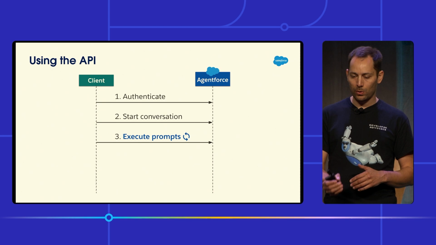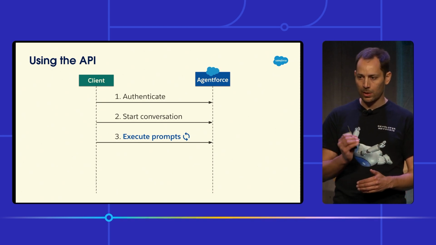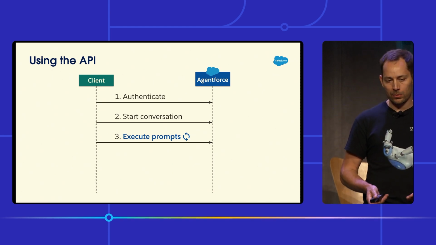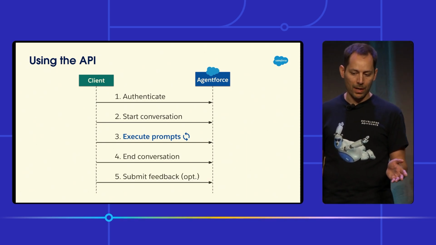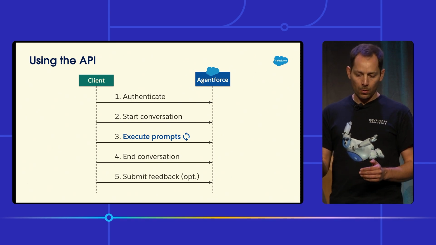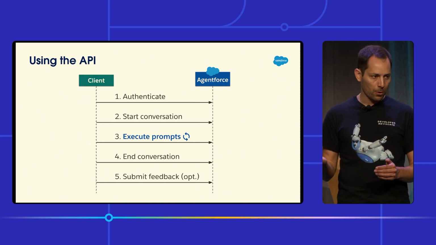So you can ask to refine previous results. It knows about the history of the conversation. And once you're done, you can close the conversation, and optionally, you can also provide feedback whenever you want to one of the responses that you got from your prompt.